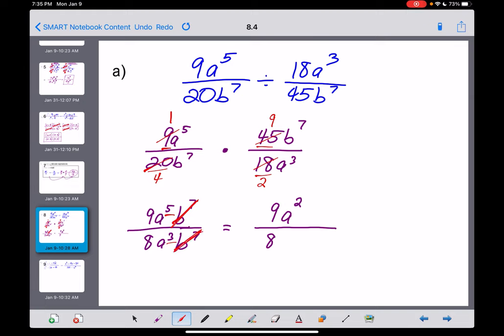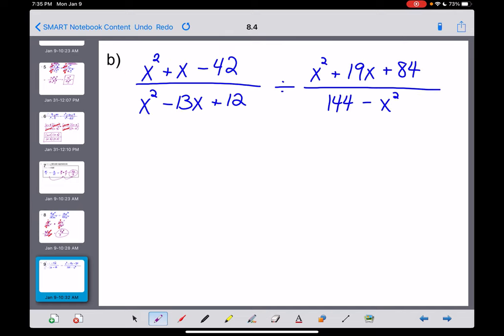The b to the 7th cancel each other out completely, and so all we end up with then is 9a squared over 8. The b's are completely gone because we have the same number on both the top and the bottom. So that would be a division problem with 2 rational expressions that have monomials on both sides.